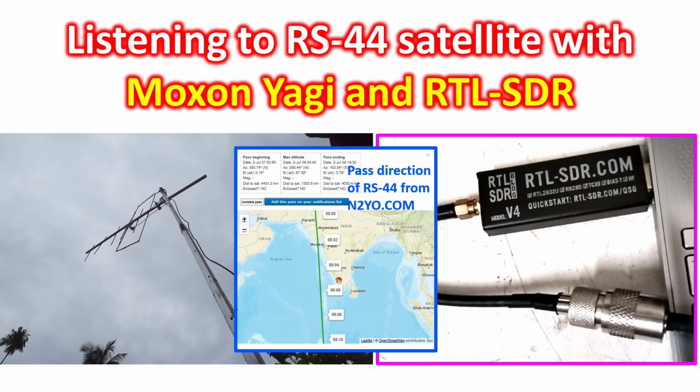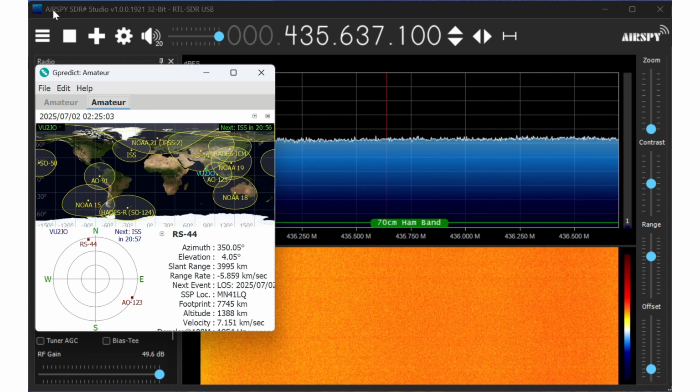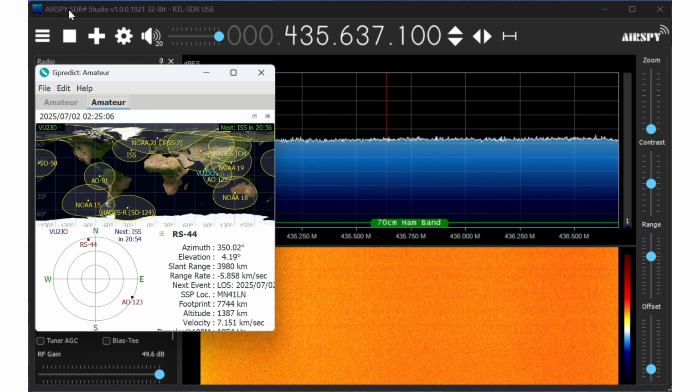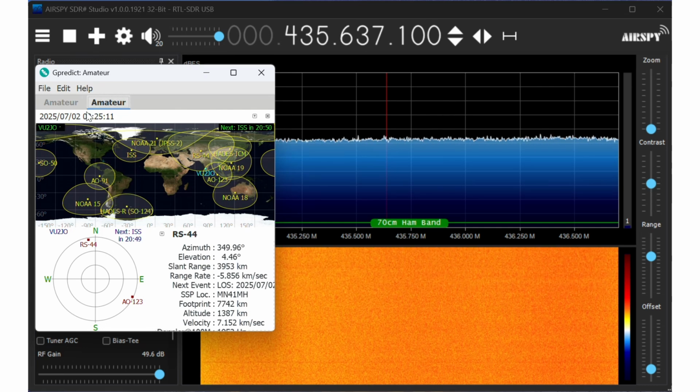RS-44 is at a high elevation, but my Moxon Yagi is a fixed elevation antenna at about 20 degrees. I can rotate it manually using the mast, but that can be done only 2 or 3 times during a pass because it is on the terrace and I am monitoring from within the nearby room. As usual, I am using RS-SDR software for my RTL-SDR and G-Predict for finding the pass direction.